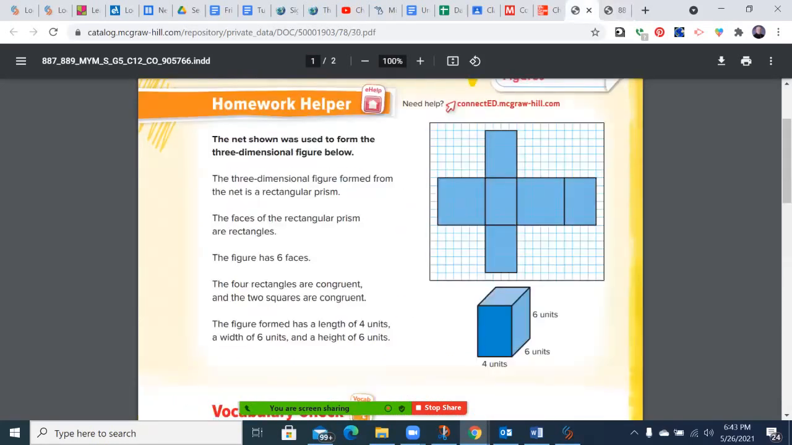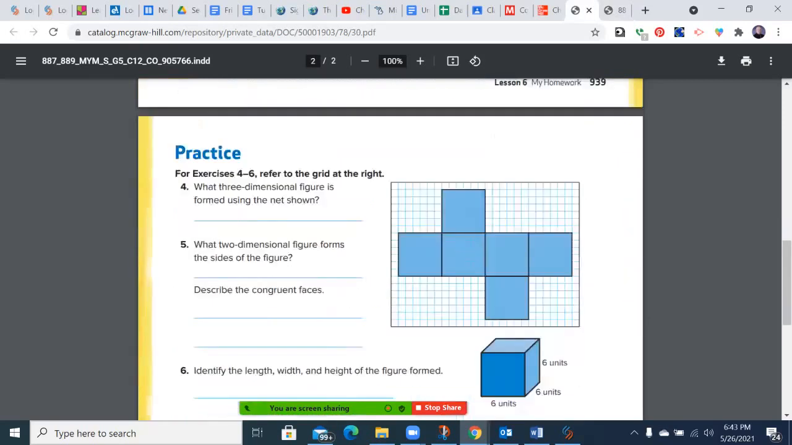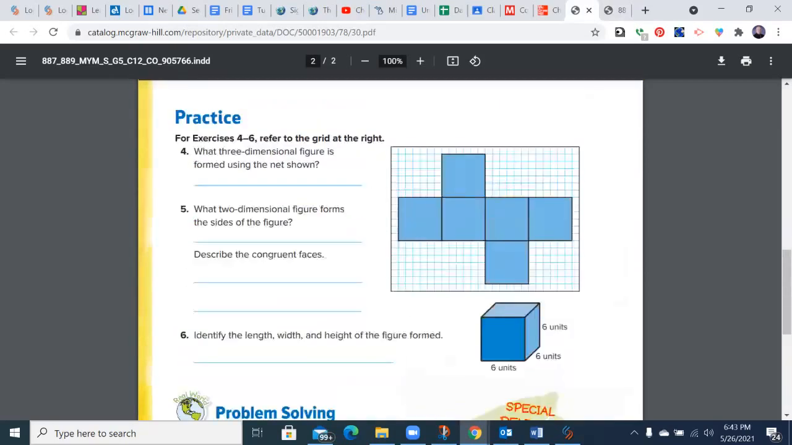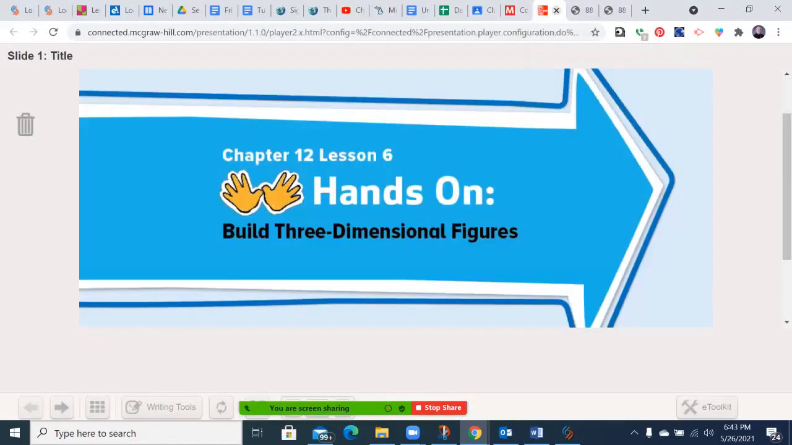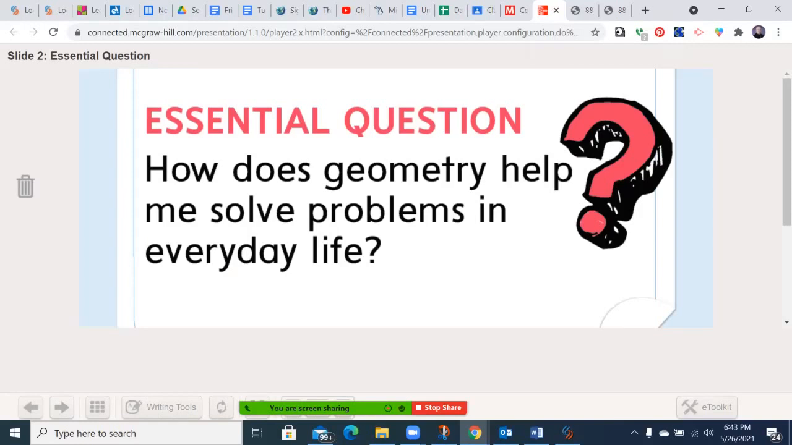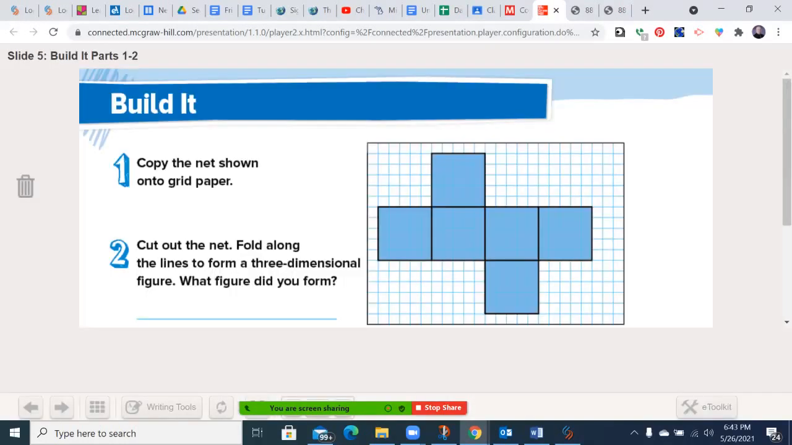Today's task will include some hands-on activity. There's going to be a vocabulary check, which will be heavily from 935, and you'll have this to kind of analyze. The essential question: how does geometry help me solve problems in everyday life? You're going to begin with the book on page 935.